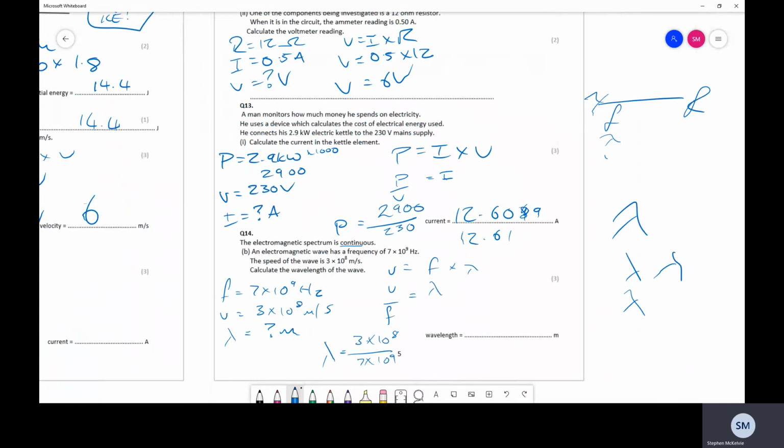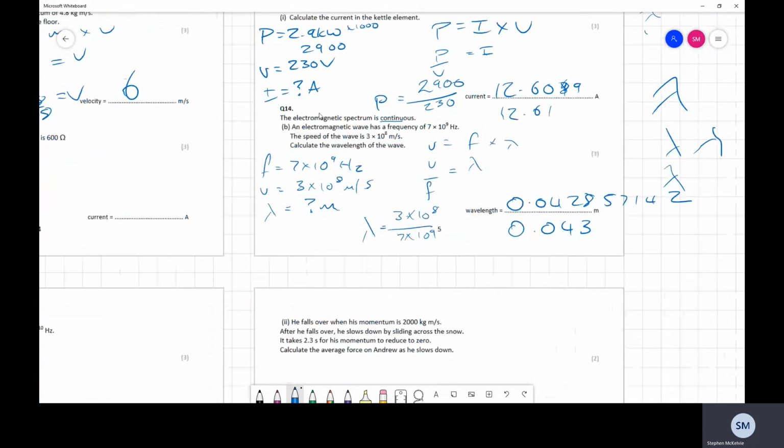3 times 10 to the power of 8 divided by, and again, I'm using A over B here, so I press down, 7 times 10 to the power of 9. Velocity divided by frequency. Yes. Giving me my answer of 0.043. 0.042857142. Completely fine to do that, but let's not do that by itself. We're also going to tidy it up because we're kind and considerate people.